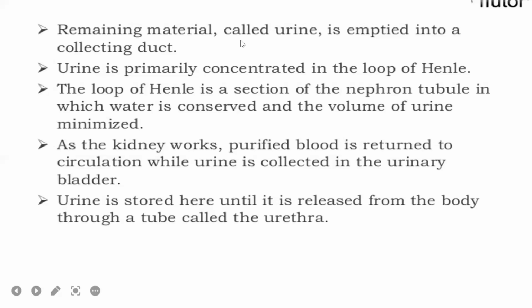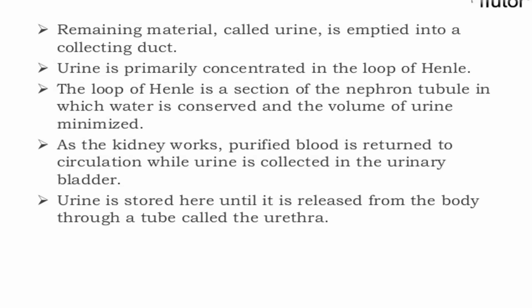Then the remaining material, which does not consist of any useful substances and consists of only waste, is sent to a collecting duct. Until that, it will be passed to PCT, loop of Henle and DCT. Then it is sent to a collecting duct. Urine is primarily concentrated in the loop of Henle, means the amount of water is very, very less.